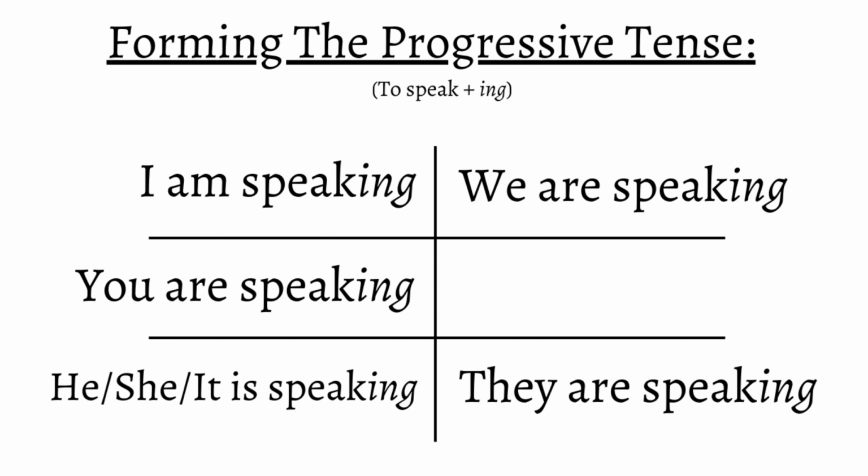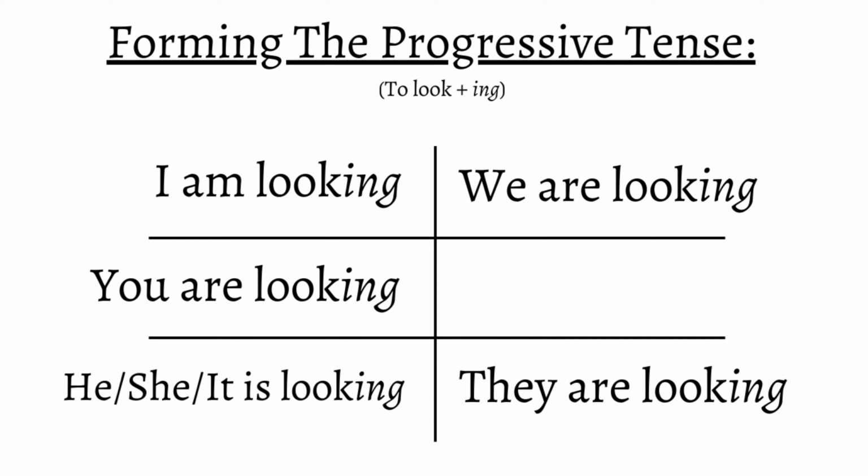Now, let's take the verb to speak. I am speaking. You are speaking. He, she, it is speaking. We are speaking, and they are speaking. Now, the verb to look. I am looking. You are looking. He, she, it is looking. We are looking, and they are looking.